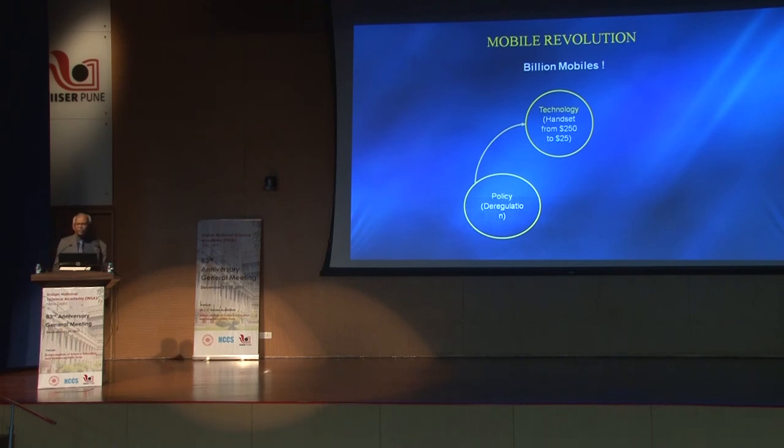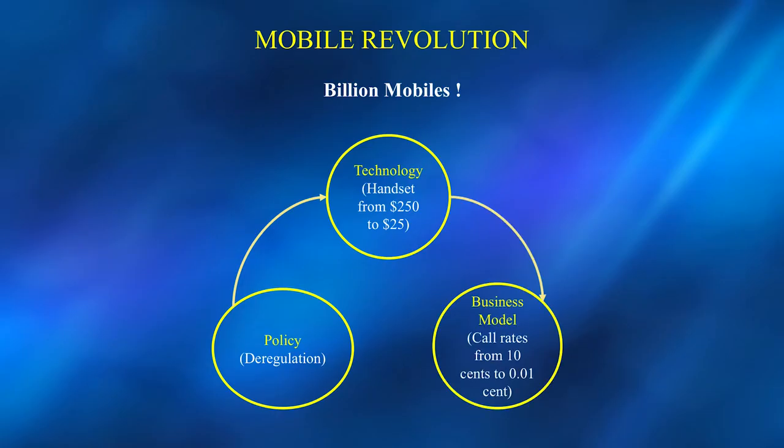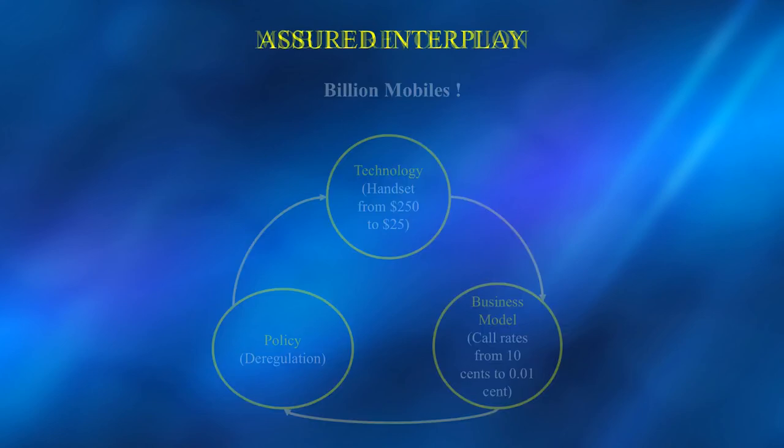But supposing it was distributed for $0, would it have worked? No, the call rates were 10 cents per minute. Income is $2, a 20-minute call would have finished it. So that is where the business model innovation came. And the combination of these three worked. I want to emphasize that it is the combination that always has to work.